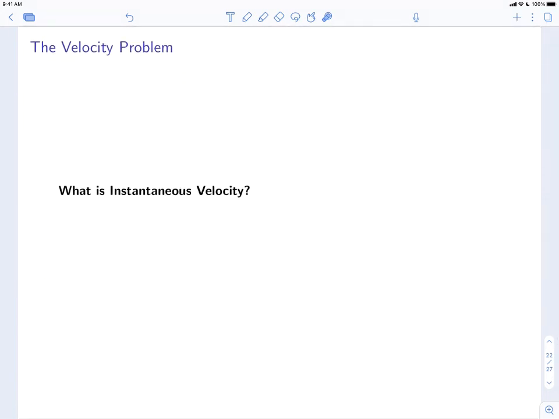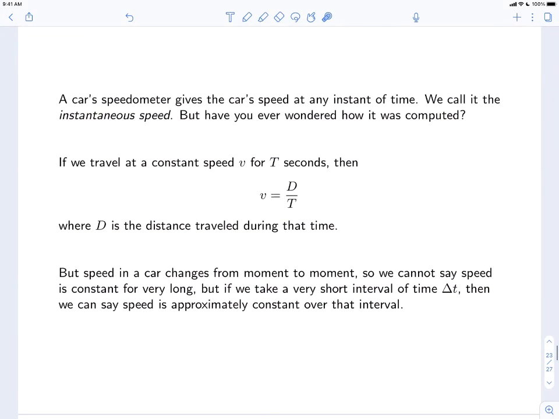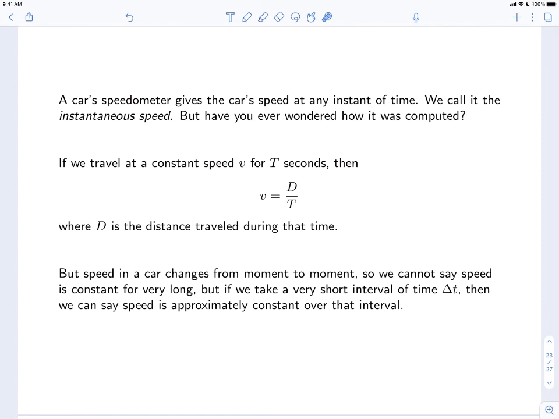This brings us to the second problem that motivates the development of calculus, which is the velocity problem. So what is the velocity problem? Well, it's a question. That question is, what is instantaneous velocity? We have an intuitive idea of what we mean by instantaneous velocity. For example, a car's speedometer gives the car's speed at any instant of time. We call it the instantaneous speed. But have you ever wondered about how that was computed?